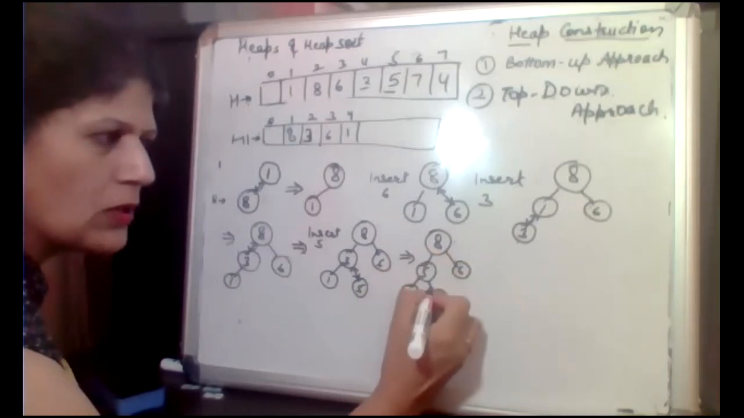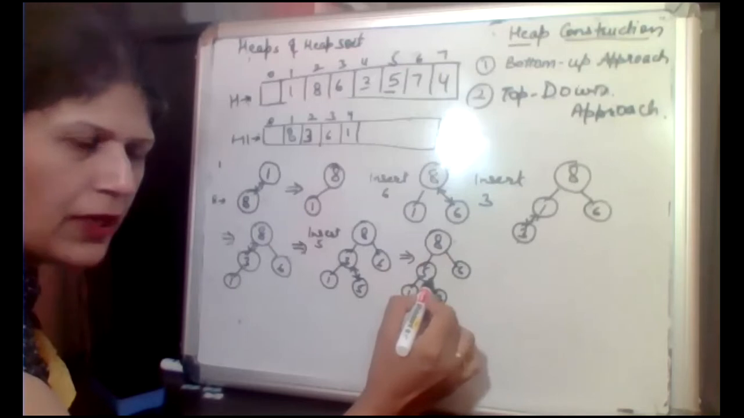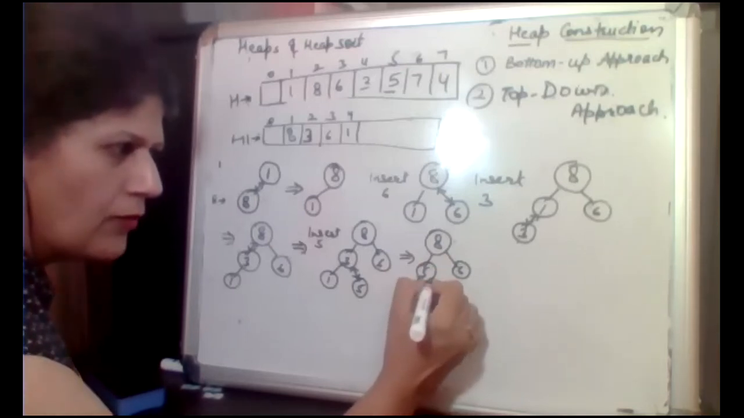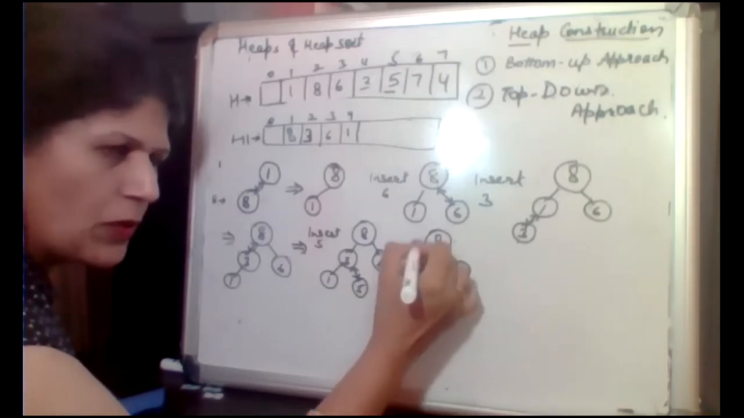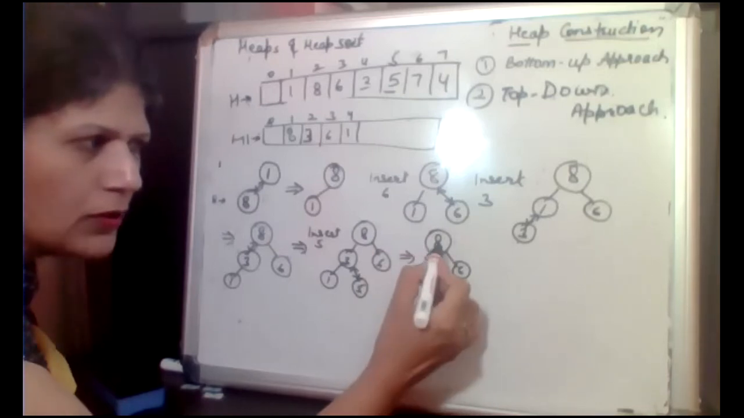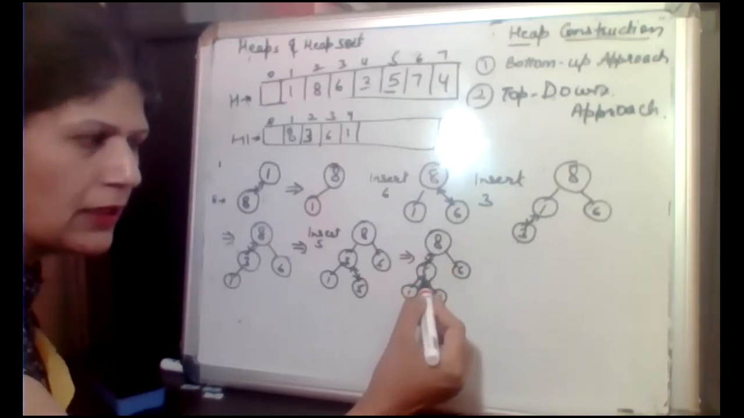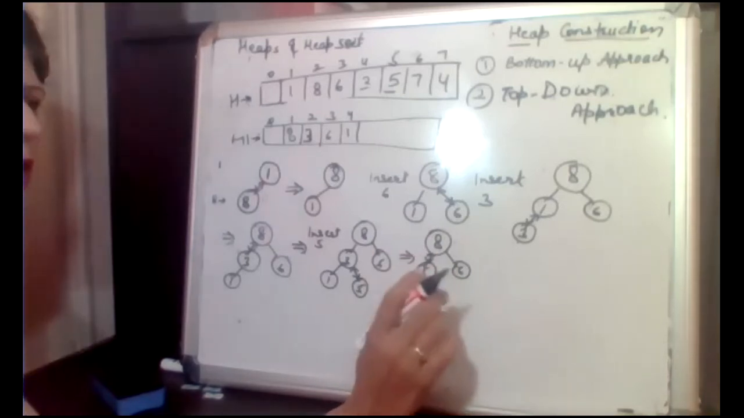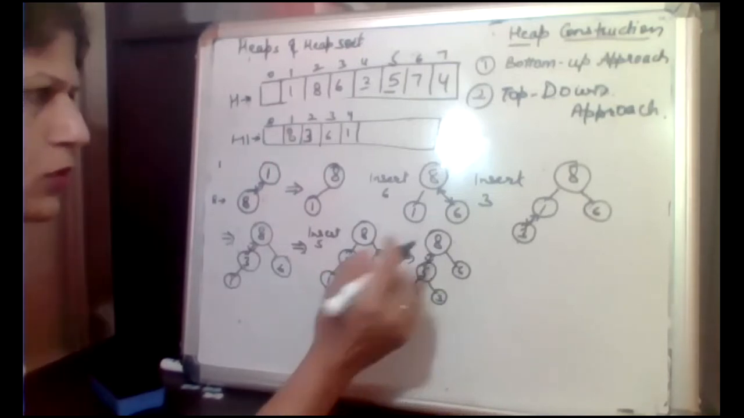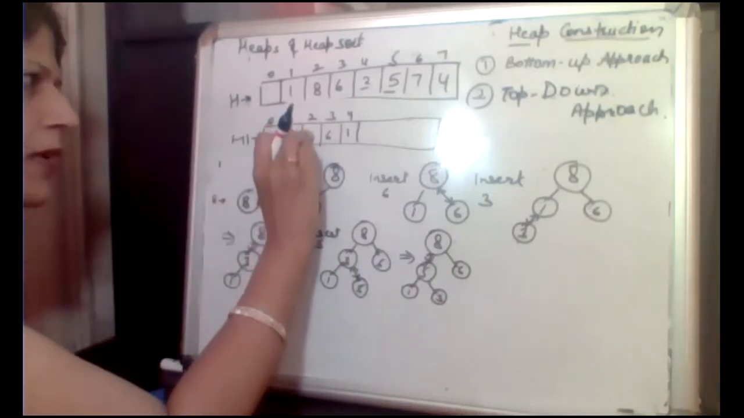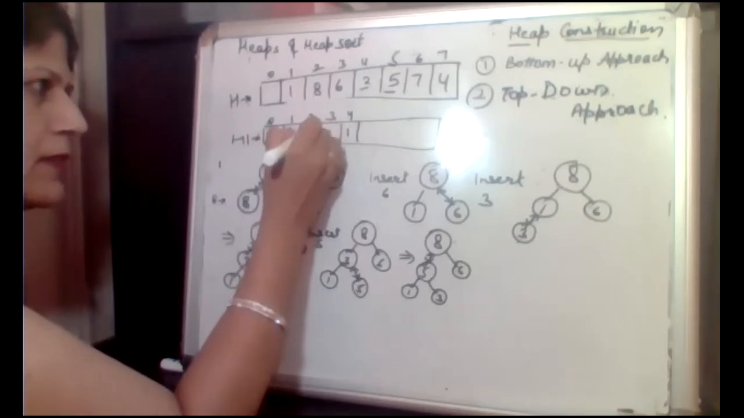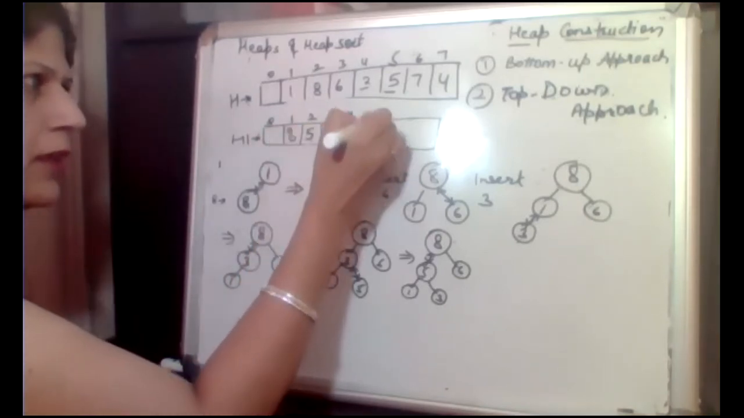In this case, it is only comparing here, and from here it again compares with its parent node, and here it follows the parent dominance because 8 is greater than 5, so it will stop here. So next what we are getting here is 8, 5, 6, 1, 3.